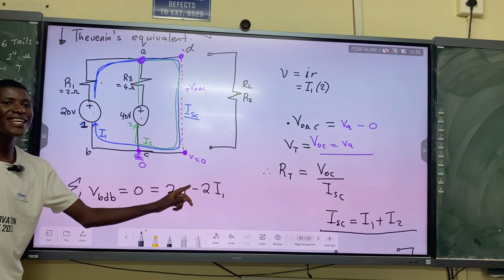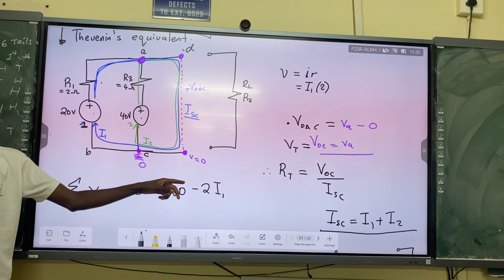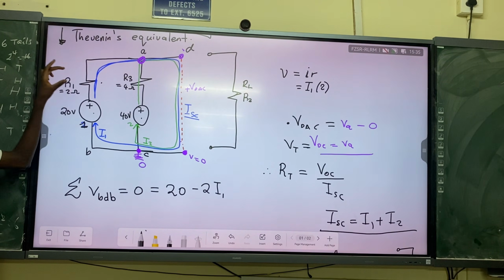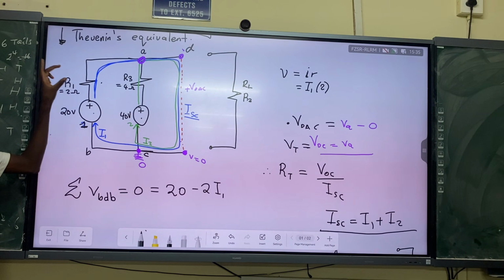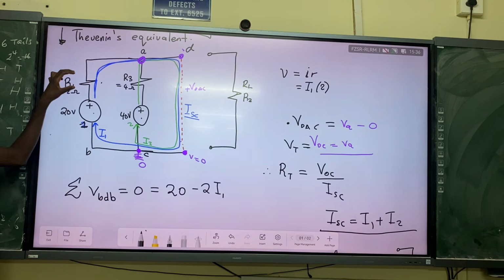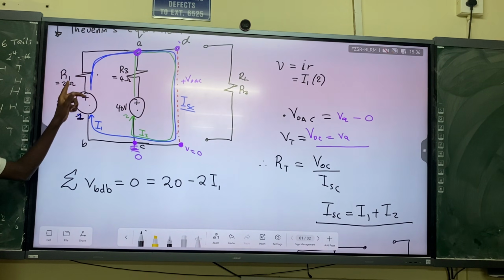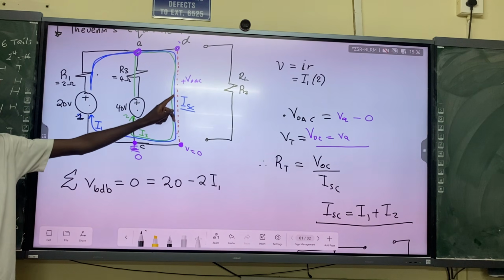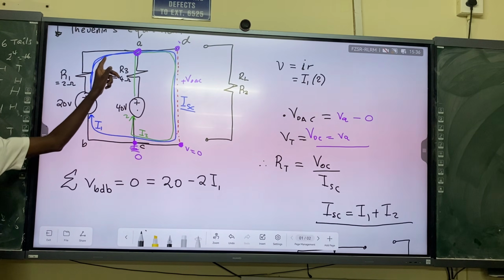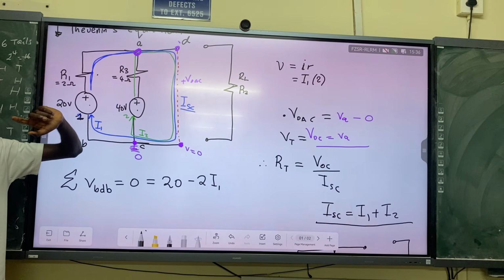But why are we making it negative? Because there is a voltage loss. There's a voltage drop when it comes to any resistor. So that's the only thing on this loop. There is no other component along this loop where we have our blue current, since we are looking at the loop current.